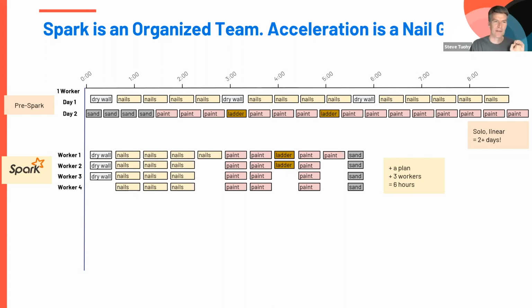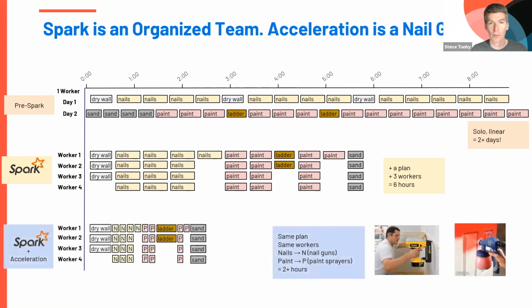Okay, so acceleration, again, builds off what Spark has to offer. It takes that plan and those workers across a cluster. And what it does is examine specific operations and tasks in that plan and ask, is there a way to make this faster? Is there a way to make this scan, this filter faster? Back to my shed, is there a way to do the painting a bit faster? Is there a way to do the nailing? I make the analogy here to a paint sprayer or a nail gun.